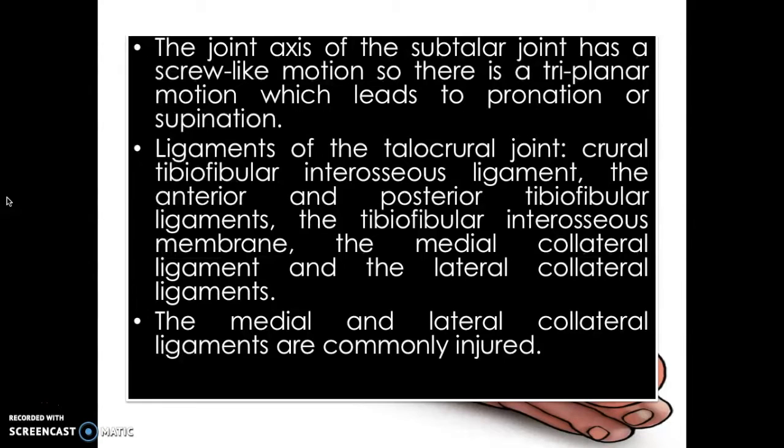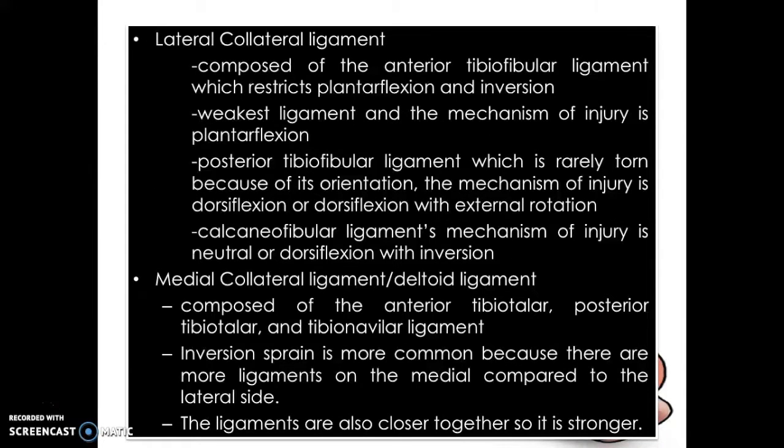The ligaments of the talocrural joint would be your crural tibiofibular interosseous ligament, the anterior and posterior tibiofibular ligaments, the tibiofibular interosseous membrane, the medial collateral ligament, and the lateral collateral ligaments. Okay, so sila yung commonly injured.